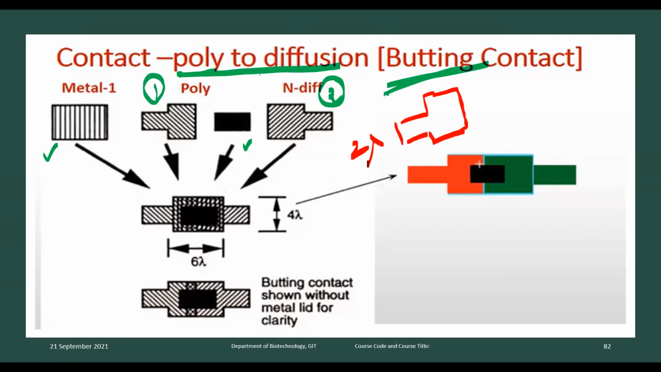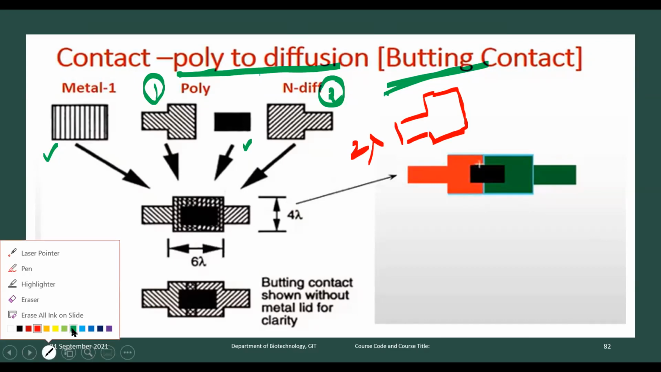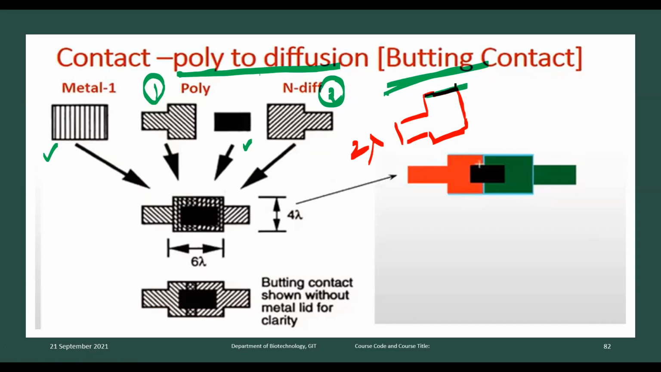And another one is the N diffusion, shown in green color. Its minimum width is also 2 lambda. This is my N diffusion. Now I want to join these. This is the P diffusion, this is the N diffusion. Both are overlapping like this. The minimum widths are the same. Of course, it can be made more than 2 lambda, no issue.